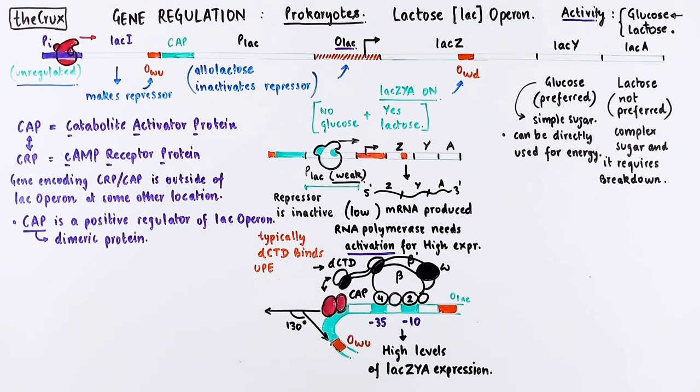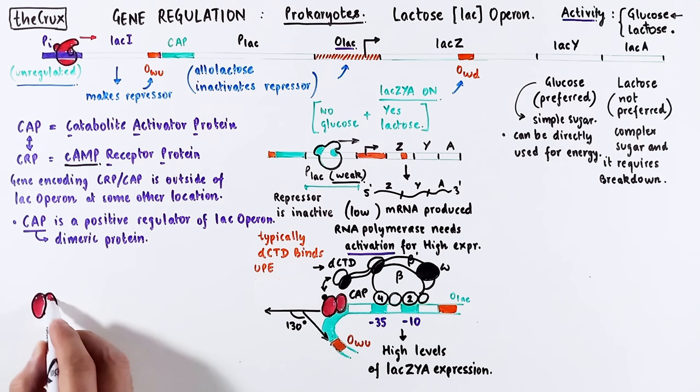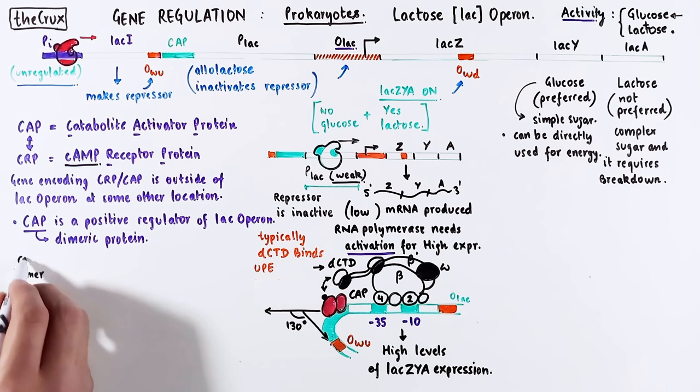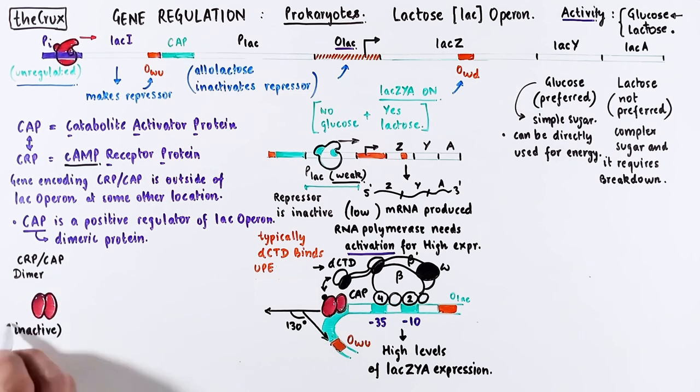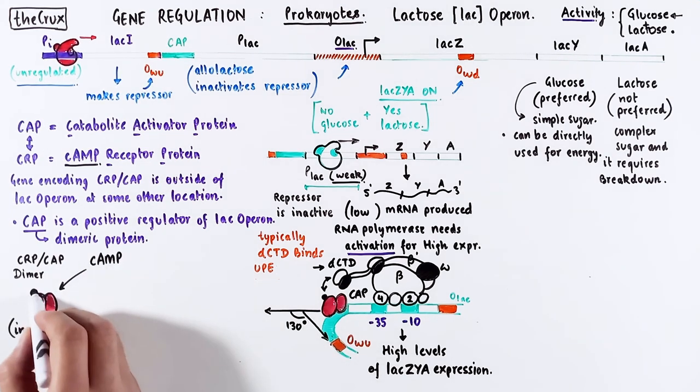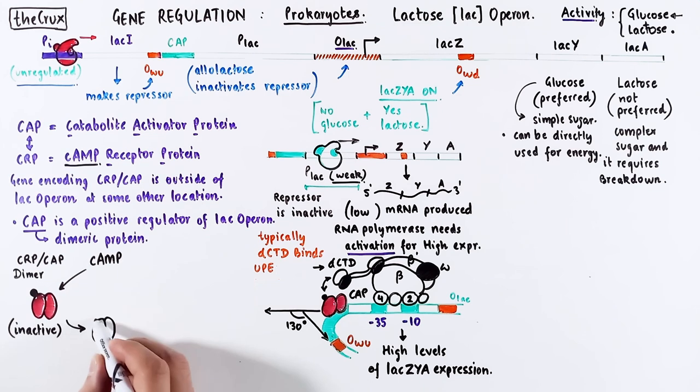Now, let's add some details to the CRP function. Recall that CAP or CRP, as the name suggests, is a cyclic AMP receptor protein, which means that the active form of CRP carries a cAMP molecule with it. Let's get concrete on this idea. The CRP dimer, which is not bound by cAMP, is inactive and cannot specifically bind the CAP binding region. So only when the cAMP binds, the CRP molecule is active.